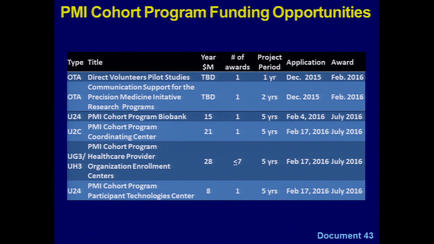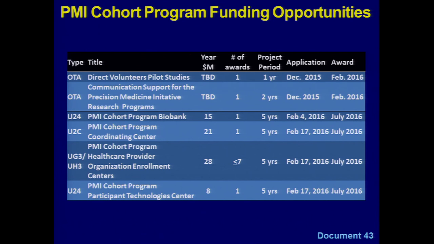The first two funding opportunities will use something called Other Transaction Authority, or OTA, to develop a pilot program to inform creation of the direct volunteer enrollment for the cohort, as well as to establish a communication infrastructure. OTA has been used by some other government agencies and is designed to obtain cutting-edge technology with a high degree of flexibility, often from non-traditional sources. Applications have already been received for these two opportunities, with awards expected to be made this month.